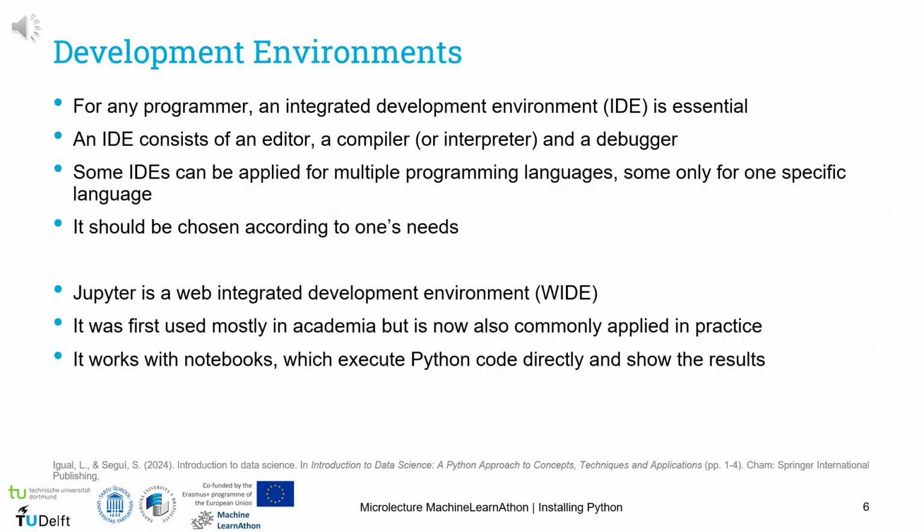So now we do have the programming language, however, we still need an integrated development environment. So basically a program that helps you run the programming language. An IDE consists of an editor, a compiler or interpreter, and a debugger. So an editor is basically a surface where you can enter your code. The compiler or interpreter then executes your code, and a debugger helps you find and erase mistakes within your code.